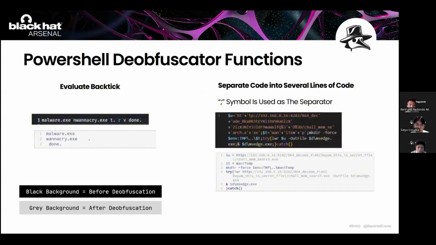The next function is to evaluate backtick, where there are 4 patterns that the application recognizes inside this function. The first one is the new line backtick pattern, marked by the N sign. The second one is the horizontal tab, marked by the T sign. The third one is written by the R sign, and lastly the vertical tab by the backtick V sign. From these 4 patterns, the application can evaluate them and run them inside the code.